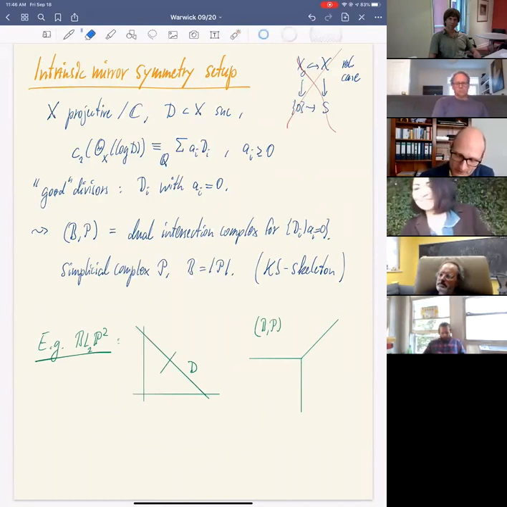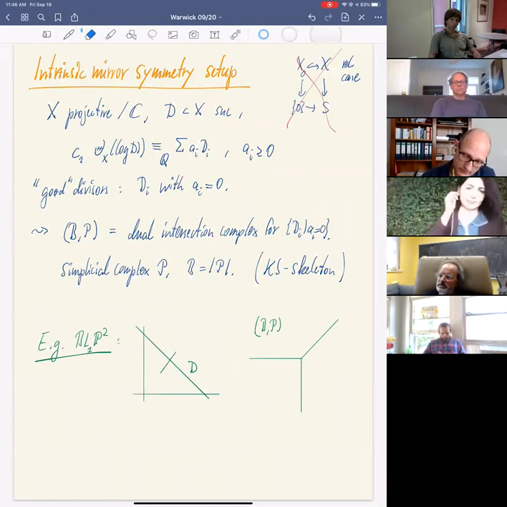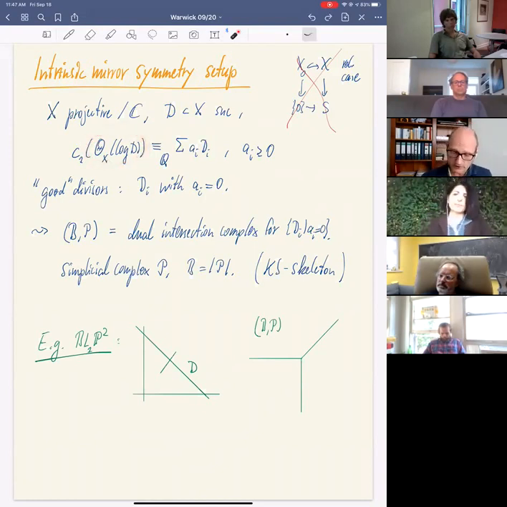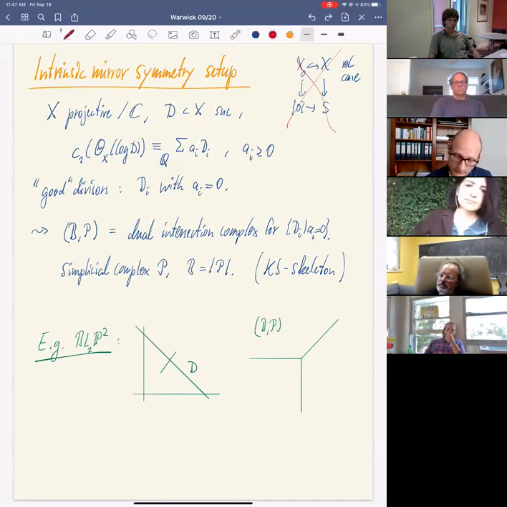Okay, so we start with these, assuming that the logarithmic tangent bundle, that log geometers would just write as theta x, more traditional algebraic geometers would write theta x log d, so with logarithmic poles along d, is numerically equivalent over the rational numbers to an effective divisor supported on d. Okay, so d is obviously a sum of di's. These are the irreducible components.